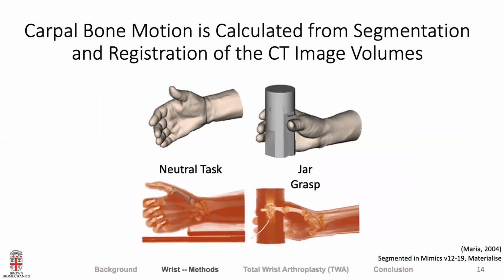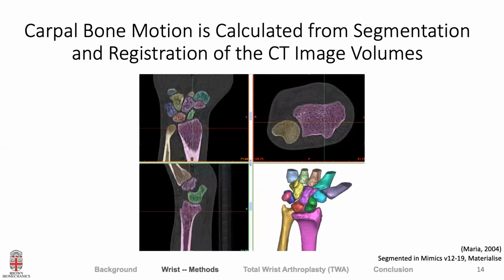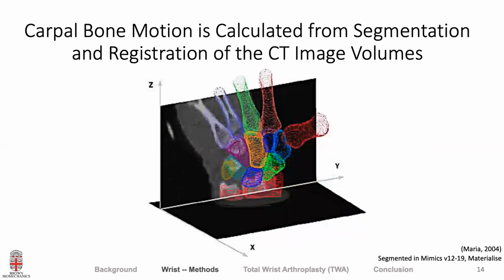Briefly about our database, we have a well-established protocol for data acquisition in our lab. We ask subjects to hold their wrists in predefined postures while in the CT machine. We get the CT scans, we segment their carpal bones in the neutral posture, and using a tissue classified registration algorithm, we find the motion between the neutral pose and each task.